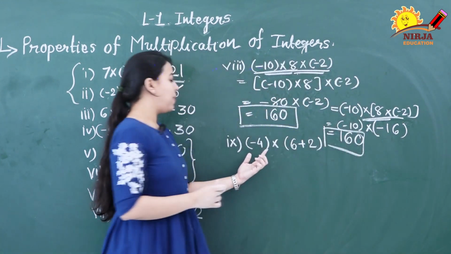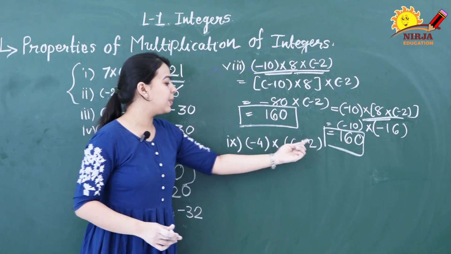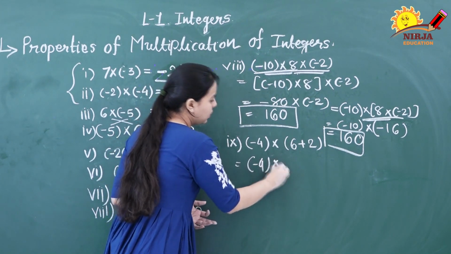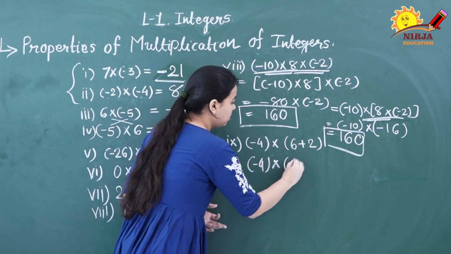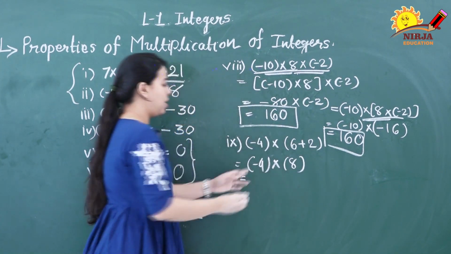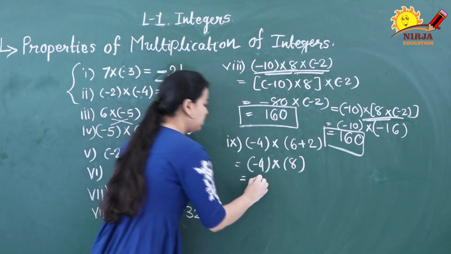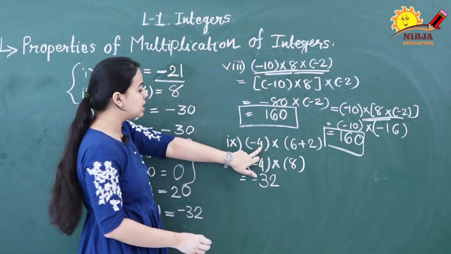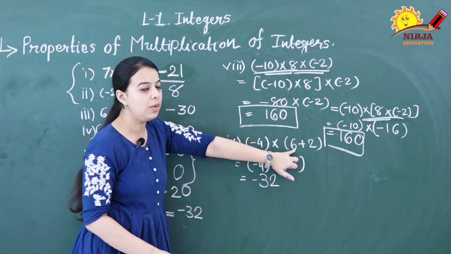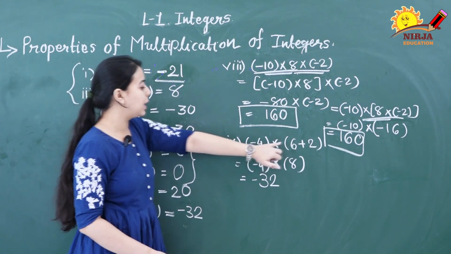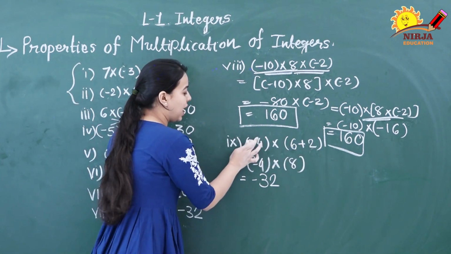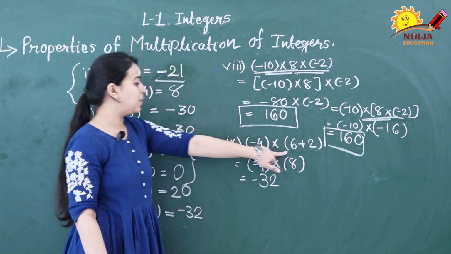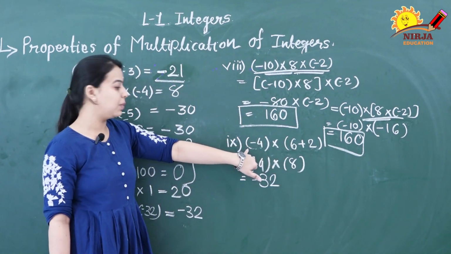Next one is minus 4 multiplied by 6 plus 2. Let's solve this first. 6 plus 2 is 8 and minus 4 multiplied by 8 will be minus 32. But as you can see, this 4 is in multiplication with 6 also, and this 4 is in multiplication with 2 also, because it is minus 4 multiplied by the whole 6 plus 2. So this bracket is in multiplication with minus 4.